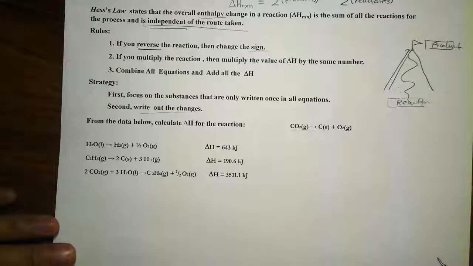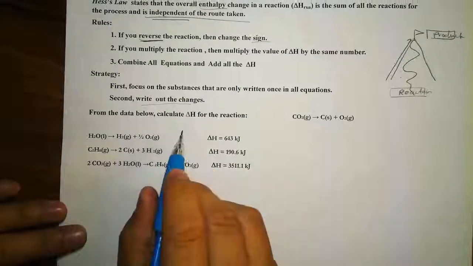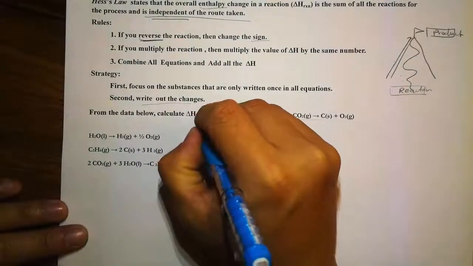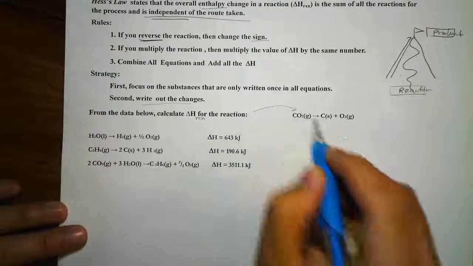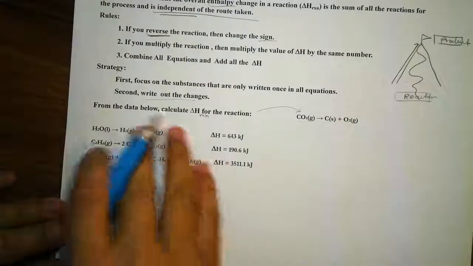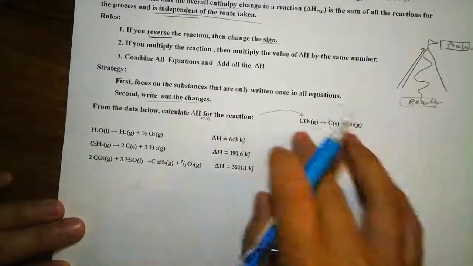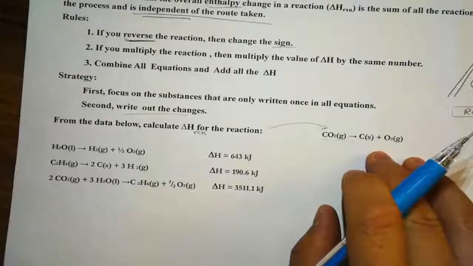So let's do one problem together. From the data below, calculate delta H for the reaction. So basically, calculate delta H of the reaction, okay? In this case, this is the reaction I'm referring to. Now you look at all these right here, and you're comparing to this. This is our final result. This is the overall reaction we want to get by combining all of these together, okay?